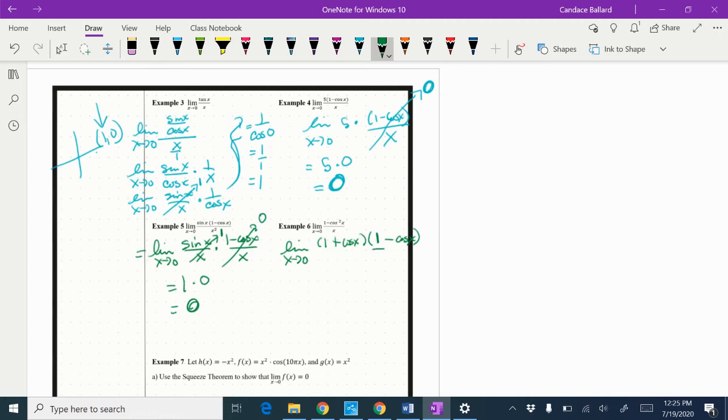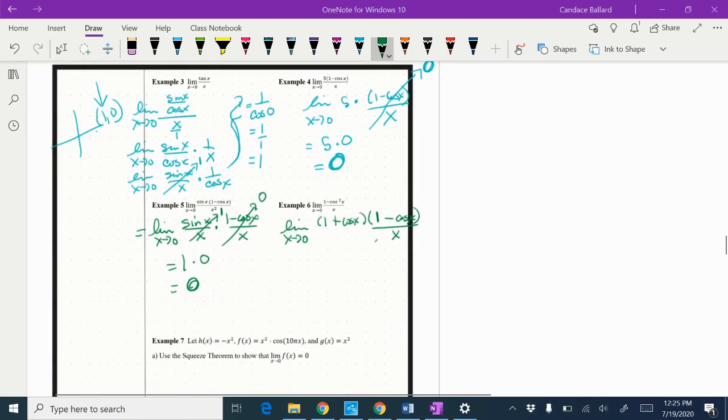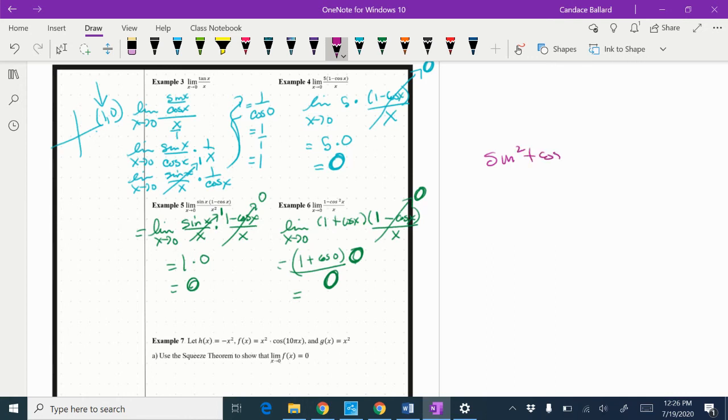And I happen to know that it's this one here, when I put the over x there, that this part goes to 0. Well, then it doesn't almost matter what the other part is, I could put in the 0. So 1 plus cosine of 0 times 0. Well, it doesn't even matter because 0 times whatever number this is still going to be 0. So that's method 1.